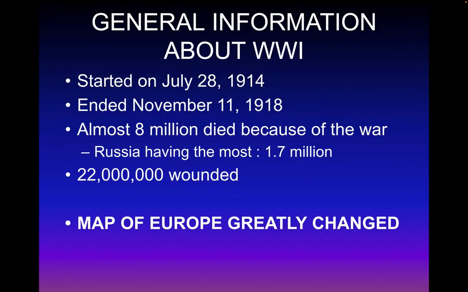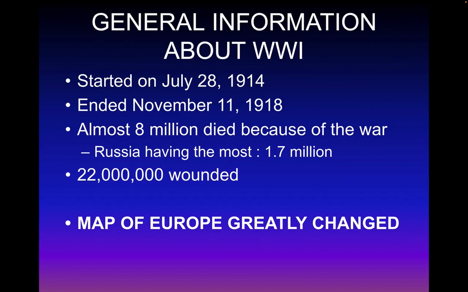A couple of just general information about the war is it started on July 28th, 1914, and it ended on November 11th, 1918. Almost 8 million people died because of the war, Russia having lost the most, about 1.7 million. About 22 million soldiers were wounded out of everyone who fought. The map of Europe greatly changed because of this conflict.